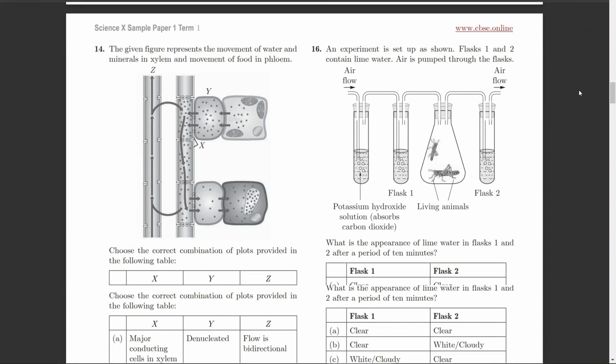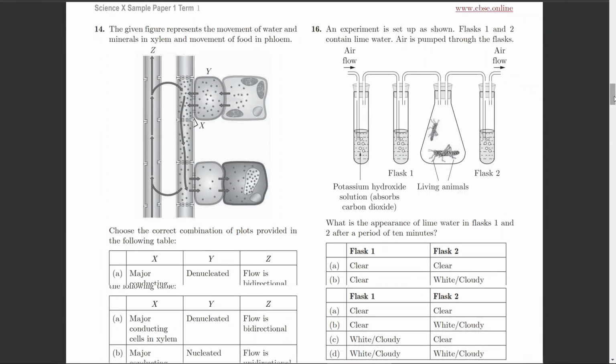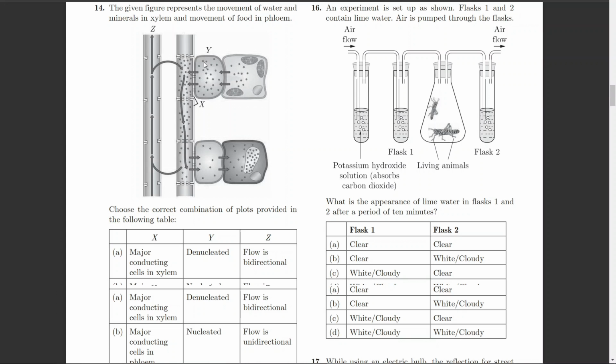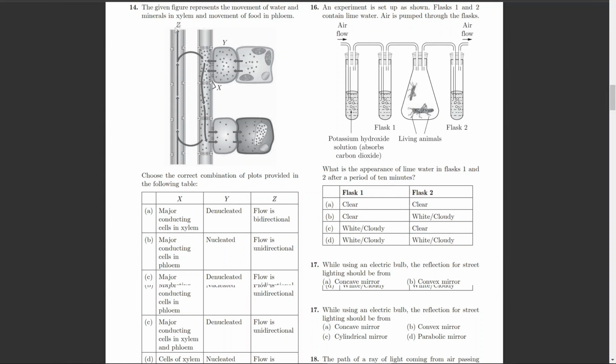Coming to question number 14, the given figure represents the movement of the water and minerals in xylem and the movement of food in phloem. So you have been given xylem and phloem. So can you distinguish which one is xylem and which one is phloem? Right? Out of these two, first you have to distinguish which one is xylem and which one is phloem. So this one is phloem and this one is xylem. Alright, now why is it phloem?